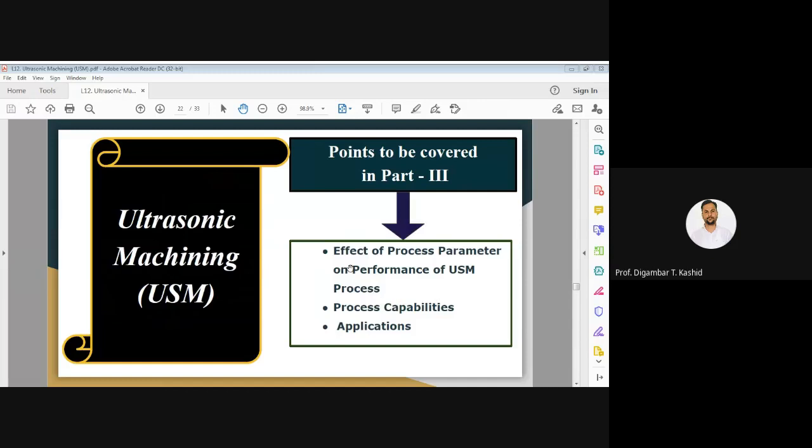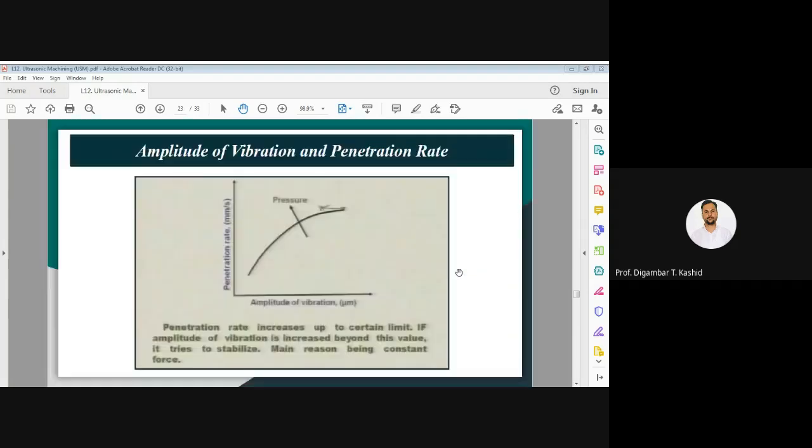So let us discuss the effect of various process parameters on the performance of ultrasonic machining. Let us take the first parameter, that is amplitude of vibration and penetration rate. Amplitude of vibration is one input process parameter, and we are going to see how this input process parameter affects the performance, and the performance here we have evaluated in terms of penetration rate.